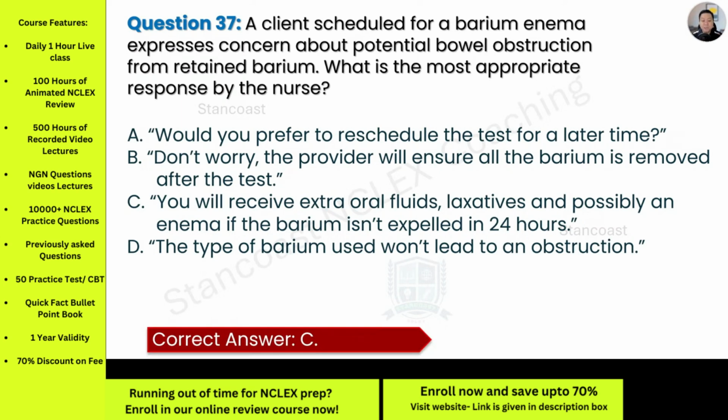After a barium enema, the concern about retained barium is valid, and it can lead to constipation. It can also lead to bowel obstruction if not properly managed. Now, for you to address this, patients are going to be instructed to increase their oral fluids. They may be given laxatives and also given an enema if the barium isn't expelled within a 24-hour period. So these are standard protocols to help the body expel any remaining barium and prevent complications such as impaction and obstruction.